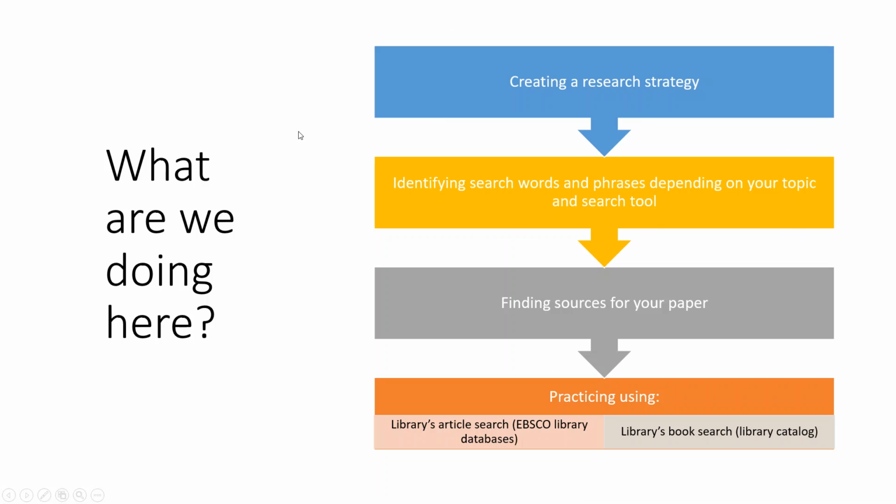What are we going to do today? Well, the first thing we're going to do is talk about how to create a research strategy so we can more efficiently find the articles that your professor wants you to use. As part of that, we're going to talk about identifying search words and phrases that will be most effective to try in the different tools, depending on what subject matter you're working with and which search tool you're working with. As part of this project, we're going to actually be finding sources for your paper because you'll be completing an activity after this video where you'll actually find the articles that you'll use for this paper and for your workshop with the Writing Center.